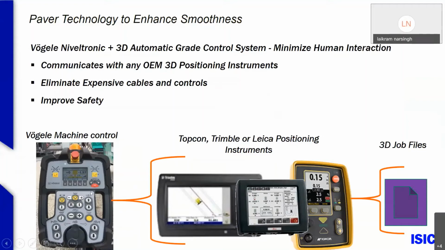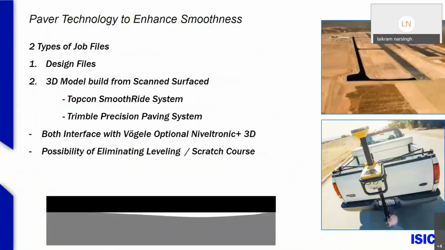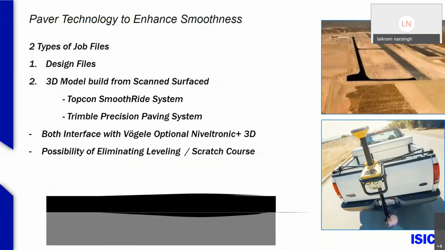So our business is machine control. The professionals in 3D positioning are usually Topcon, Trimble, and Leica, and then whichever surveying company creates a 3D file. So take those three together, you could pave in 3D. So 3D files usually could be in two forms.